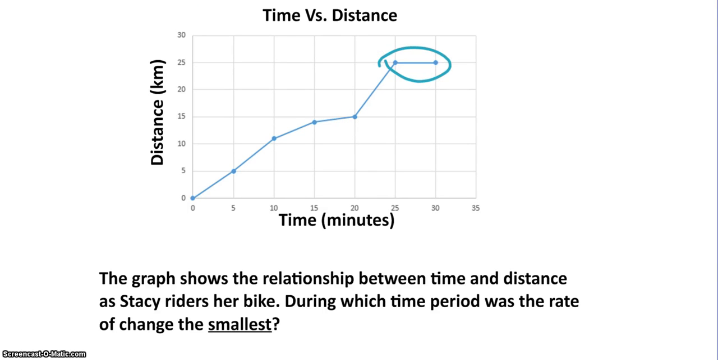We have 0. Okay, let's say that she got to her destination in 25 minutes and she stayed there. Or maybe she stopped and stood in line at the grocery store to buy milk when it was snowing. Okay, so this is no change. So no change is greater than just a little bit of positive change. So we have 25 to 30 minutes is her smallest rate of change, because remember, 0 is smaller than even 1 or 2 or 3.